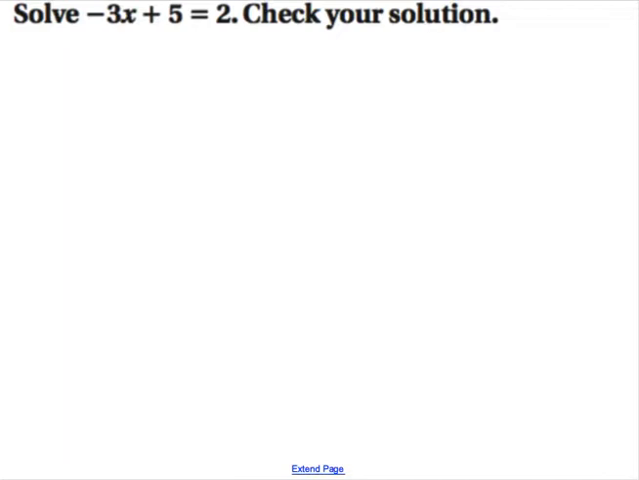Solve negative 3x plus 5 equals 2. Check your solution. All right, on this one, we're going to want to get rid of the plus 5. You do that with a negative 5. We need to do it on both sides. This gives me 0, and negative 3x doesn't change. I'm just going to bring it down. And 2 minus 5 is negative 3.